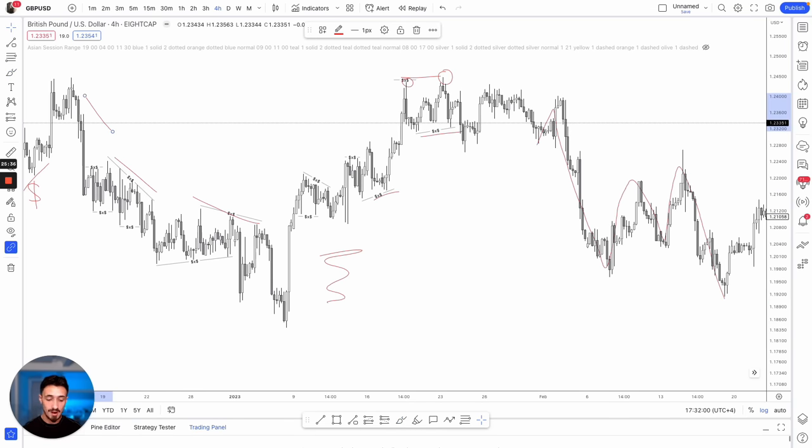So if you can get a grasp on liquidity and tie it into other things like structure and supply and demand, you have the three pillars of your foundation to become an immensely profitable trader.